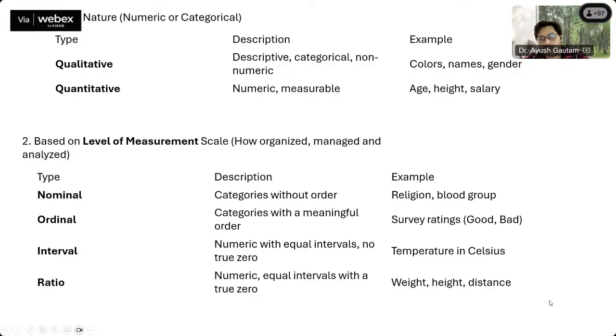the weight. What could be the minimum weight? The minimum weight can be 0. Can weight be less than 0? No. Can height be less than 0? No. Can distance be less than 0? No. So there is a true zero with respect to which we are looking at the data. आपको समझ में आता है?